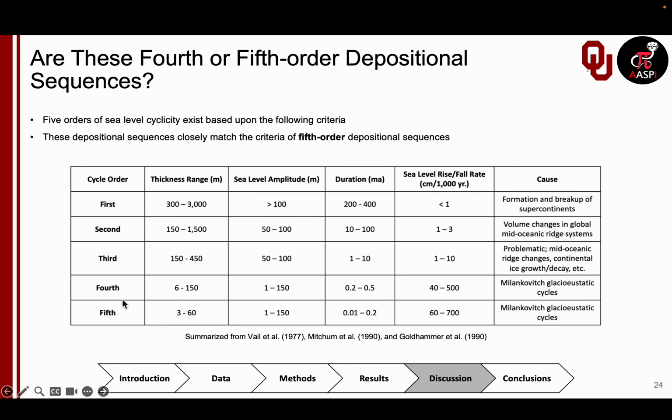On the other end of the spectrum, you have fifth order sea level cycles, which will happen very rapidly. These are our high frequency cycles. They're happening every 10,000 to 200,000 years. And what we find is that these sequences, which we have outlined and investigated, do closely match the criteria of fifth order depositional sequences.